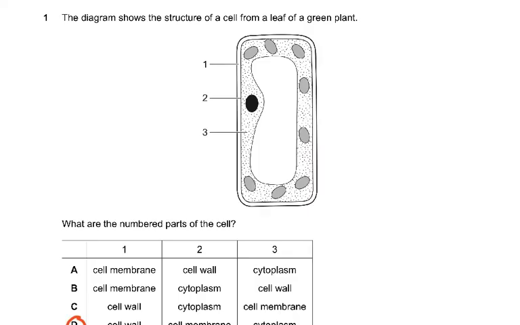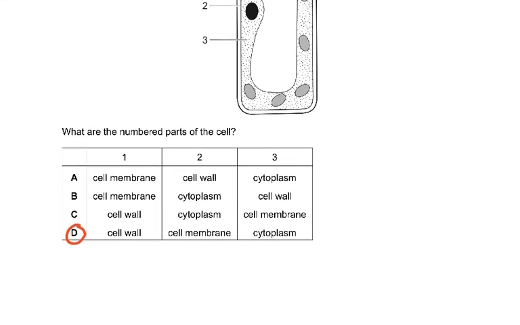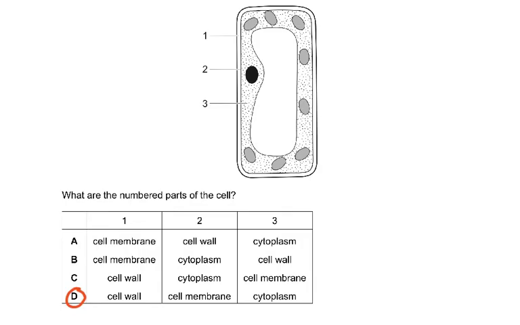Start with question 1. The diagram shows the structure of a cell from a leaf of a green plant. 1, 2, and 3. 1 is the cell wall, 2 is the cell membrane, 3 is the cytoplasm. What are the numbered parts of the cell? Cell wall, cell membrane, cytoplasm.